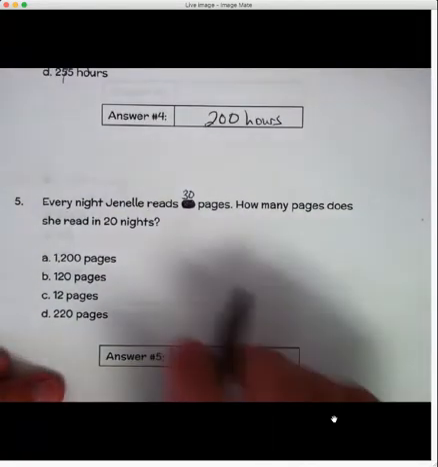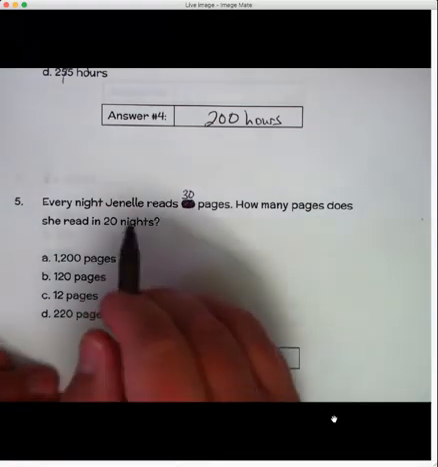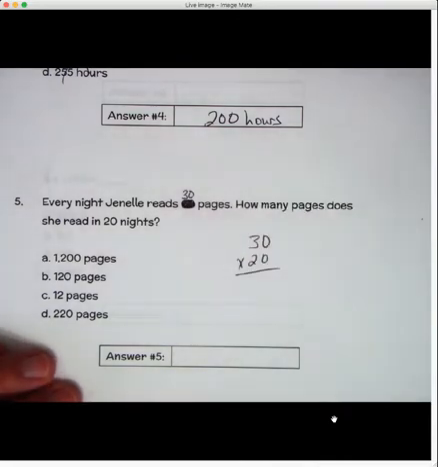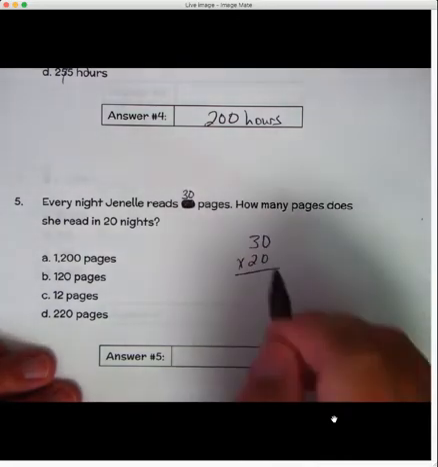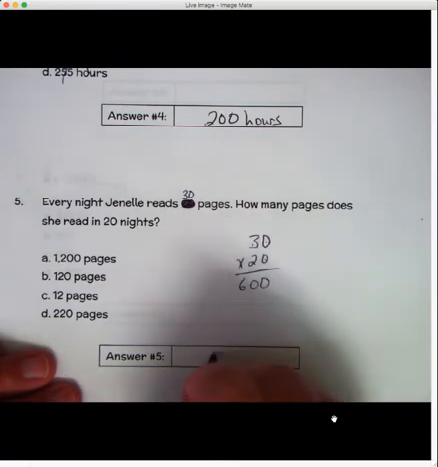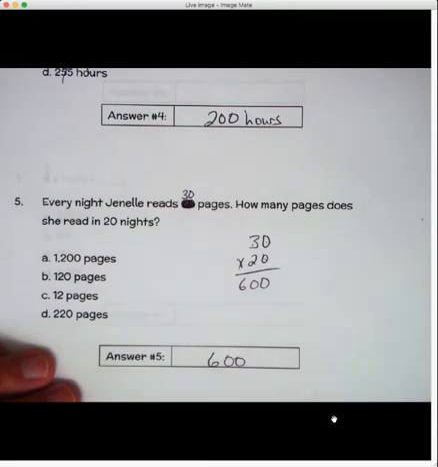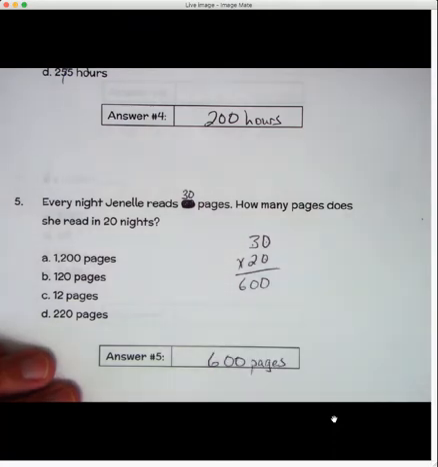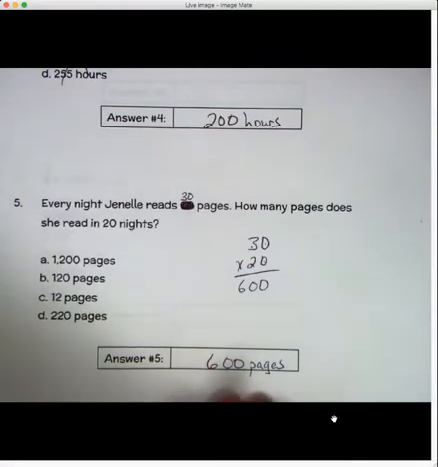Every night, Janelle reads 30 pages. How many pages does she read in 20 nights? 30 pages times the 20 nights she reads. Well, this is one of those easy ones where we've got 2 zeros. So we can do 2 times 3 is 6, then add those 2 zeros. Okay. And that means how many pages does she read in 20 nights? She reads 600 pages in 20 nights because every night she reads 30 pages. Okay. Pretty simple. Not so hard, is it?